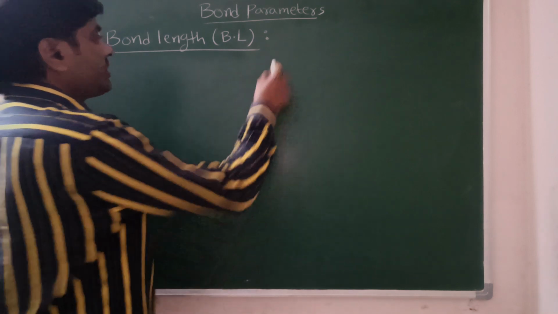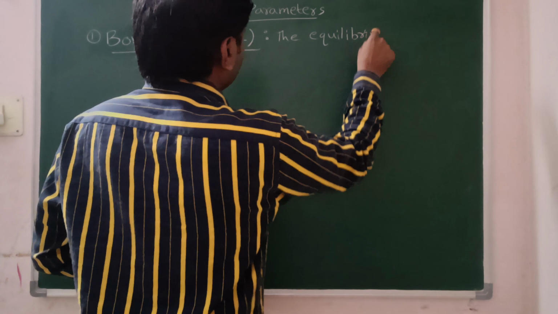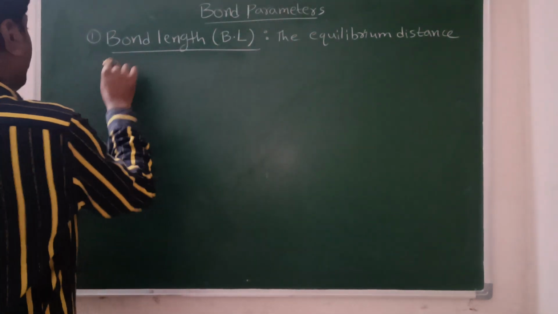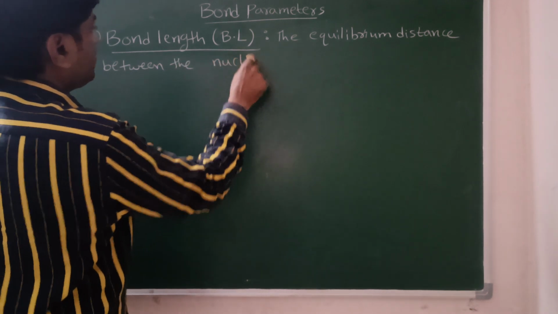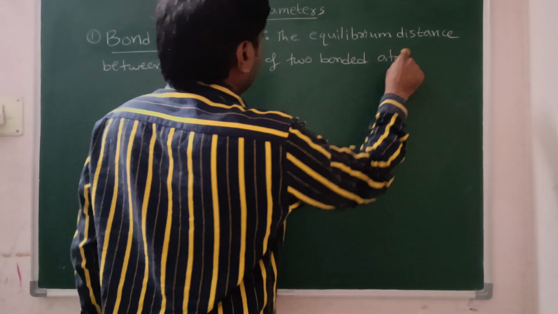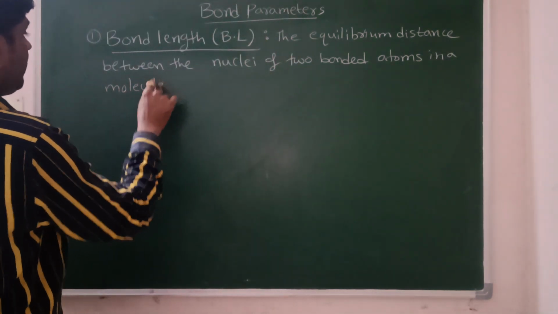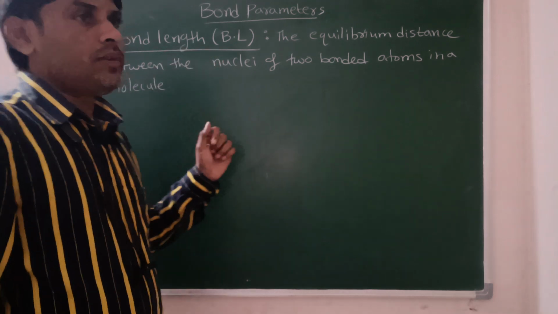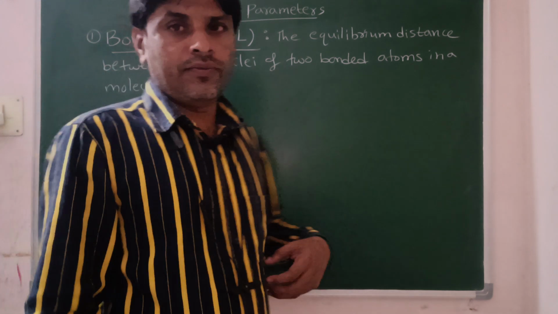So first I will write a definition. The equilibrium distance between the nuclei of two bonded atoms in a molecule is called bond length. This bond length is measured by spectroscopic techniques, X-ray diffraction techniques, and electron diffraction techniques.